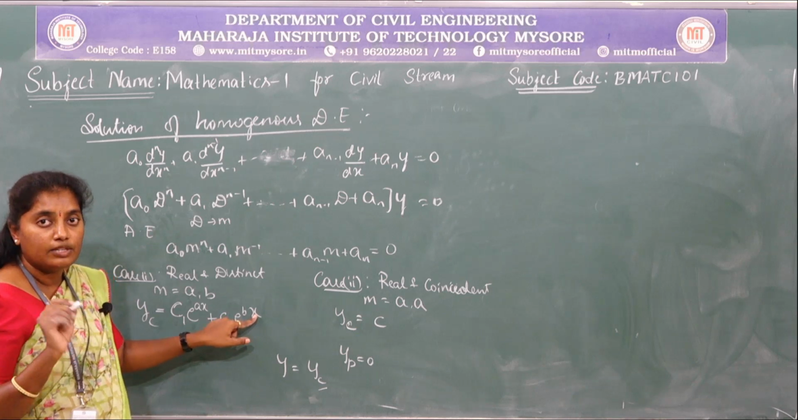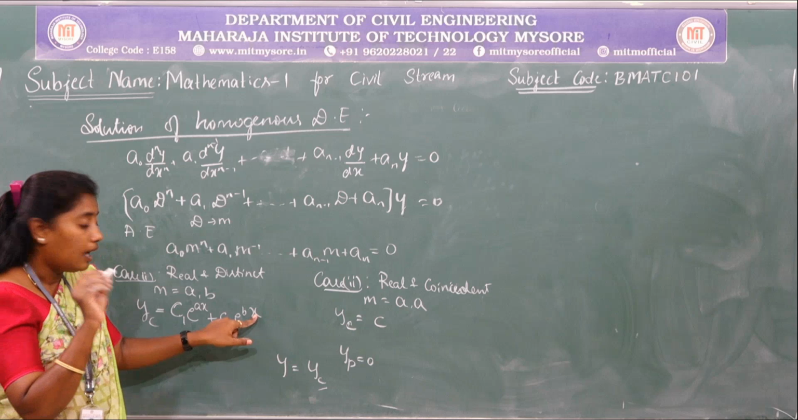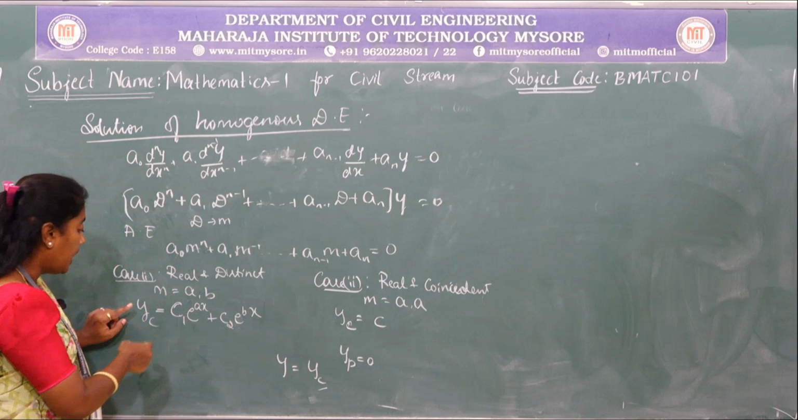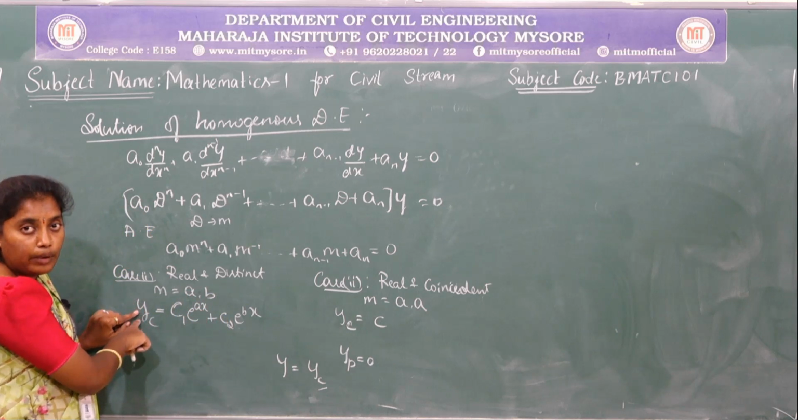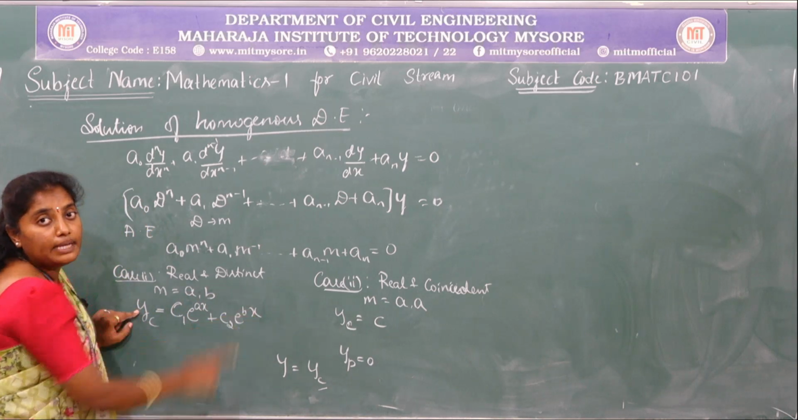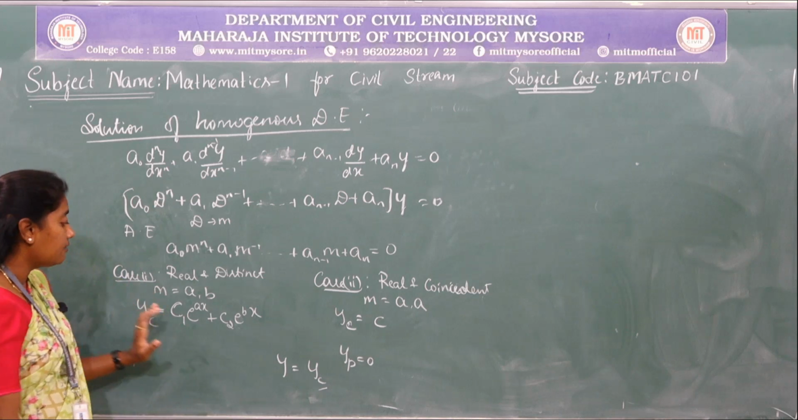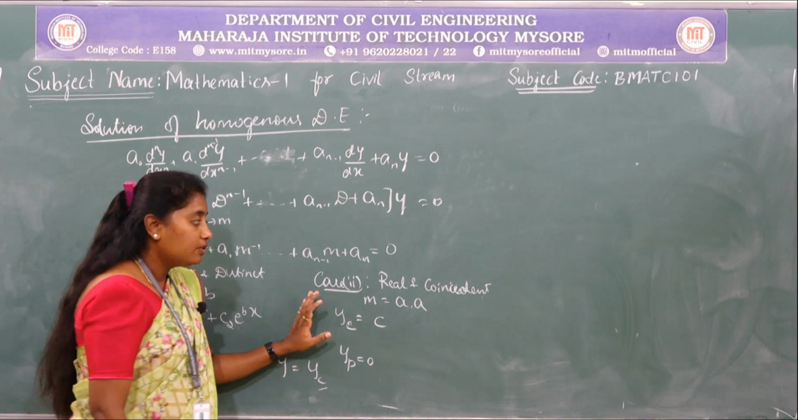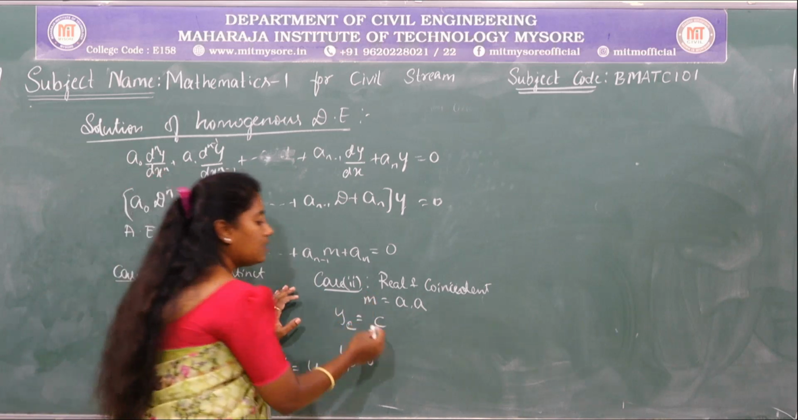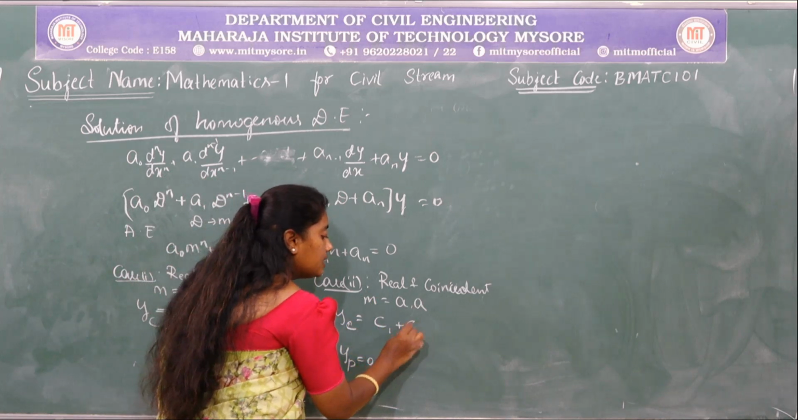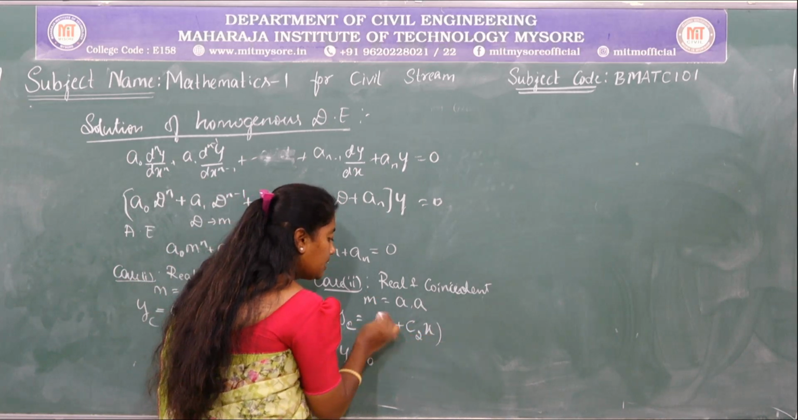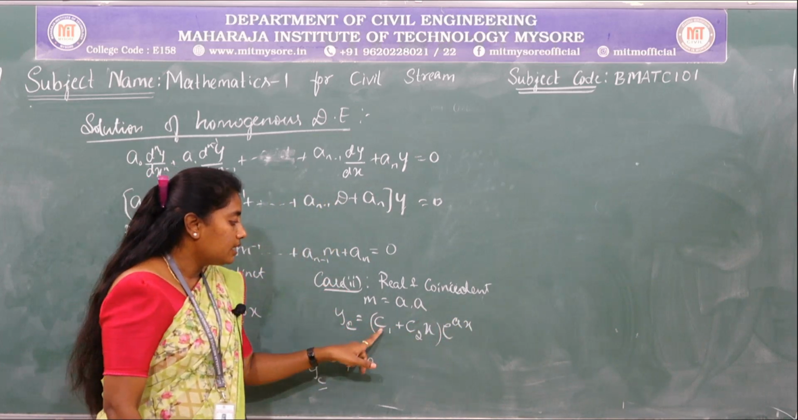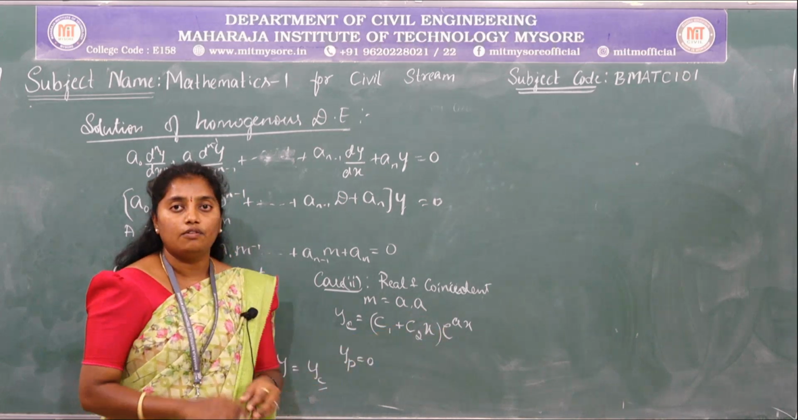So, in the given problem, first we have to observe which is the dependent and independent variable. While writing the solution, we have to write the dependent variable in terms of the independent variable function, that is yc is equal to c1 e power ax plus c2 e to the power of bx. So, if the roots are real and coincident, that is a comma a, then the solution is in the form of c1 plus c2x into e to the power of ax. If two roots are coincident, c1 plus c2x into e to the power of ax.